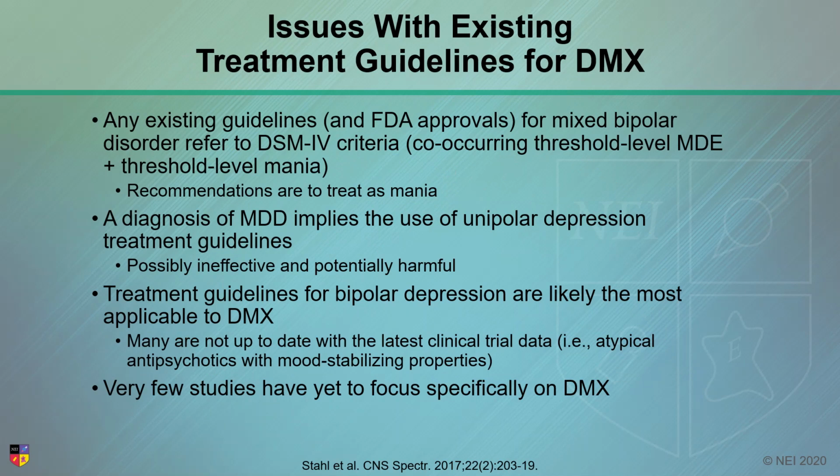So if you're looking for treatment guidelines for depression in mixed states, here are the issues. The existing guidelines and FDA approvals for mixed bipolar disorder refer to the DSM-4 criteria, so this is a major depressive episode plus threshold-level mania. They basically say to treat as mania. A diagnosis of MDD implies the use of unipolar depression treatment guidelines. So you're saying, okay, it's MDD, depression with mixed features. It has this hypomania, so I'm going to treat it like MDD and then maybe add a little something on for mania. That could be ineffective and potentially harmful, as we've covered.